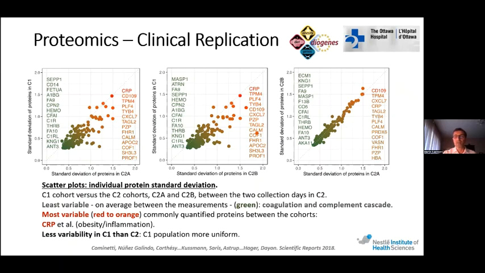also the green ones, these are the proteins involved in coagulation and complement cascades, whereas the most variable from red to orange were commonly quantified between the cohorts. And for example, CRP is among those, which is a standard clinical marker for inflammation. In general, we found less variability in C1 than in C2. This means that the Ottawa population was probably more uniform, which makes sense because it was a regional hospital there, whereas the European study went across different nationalities.